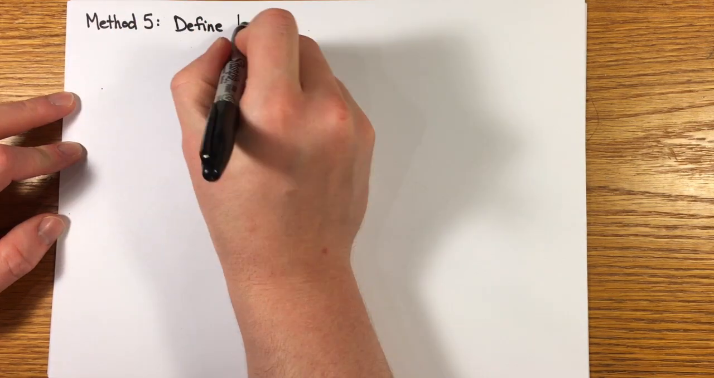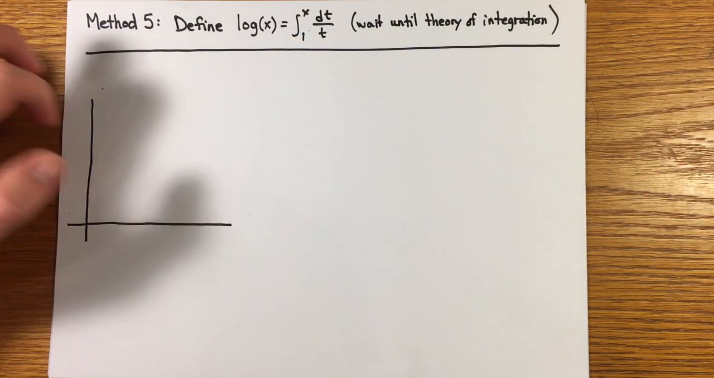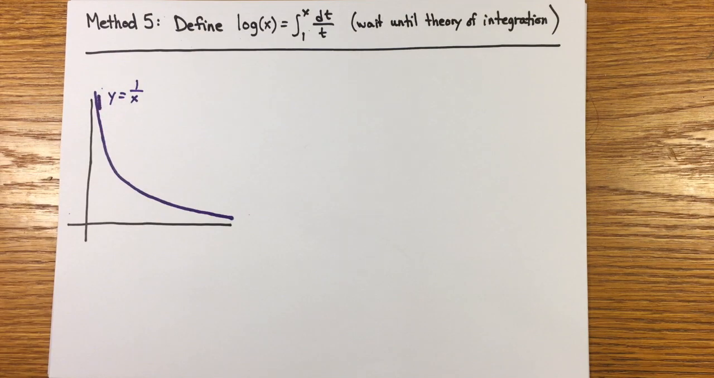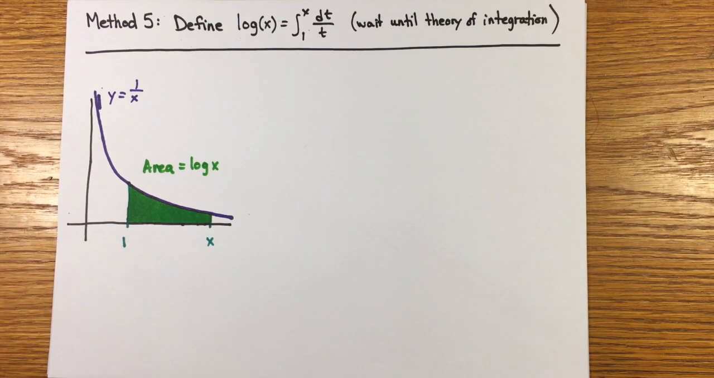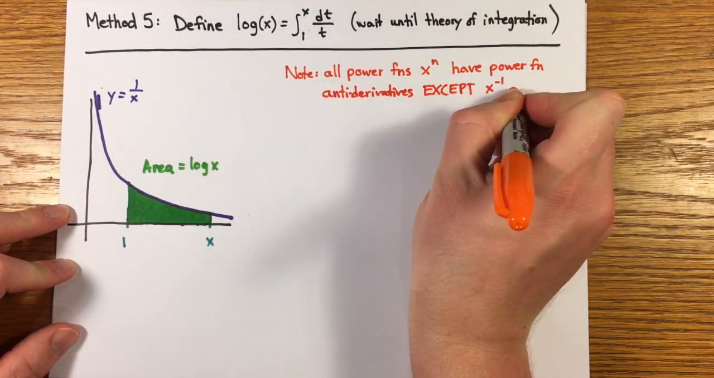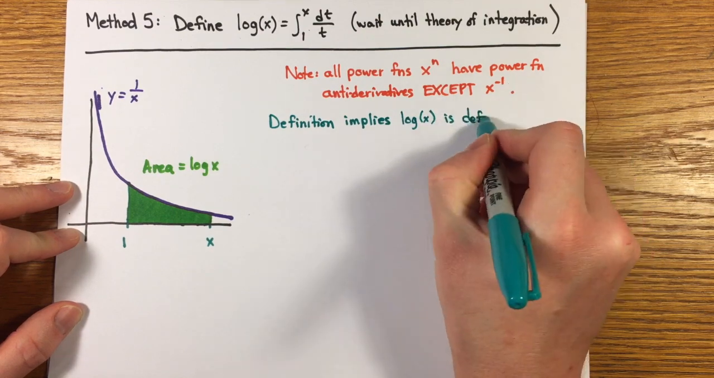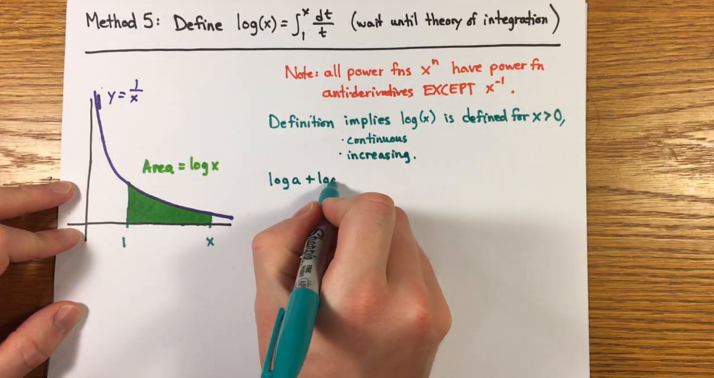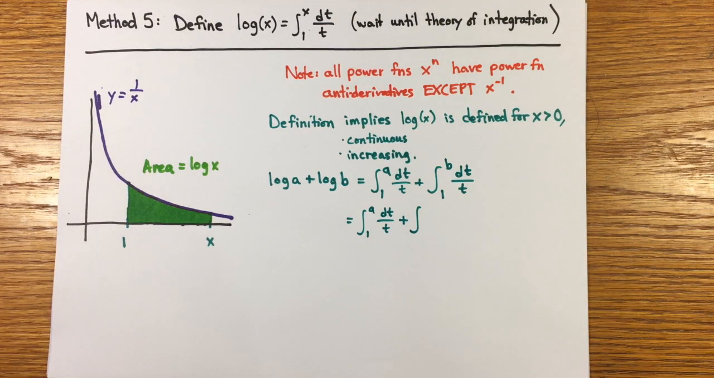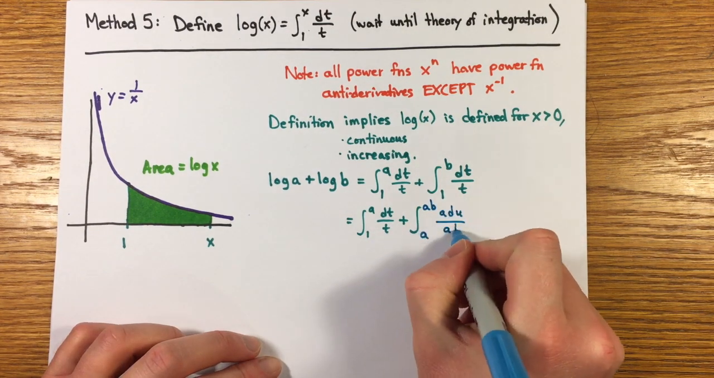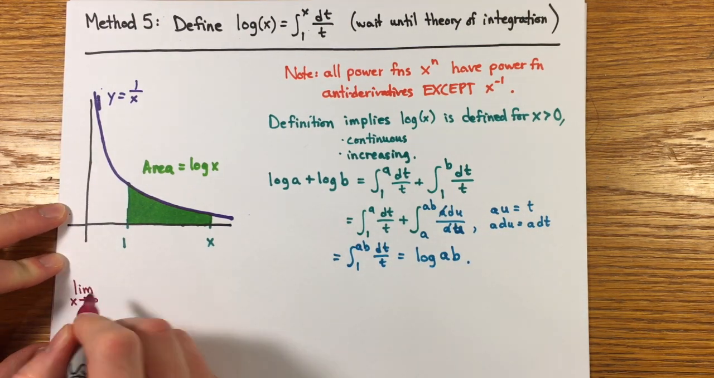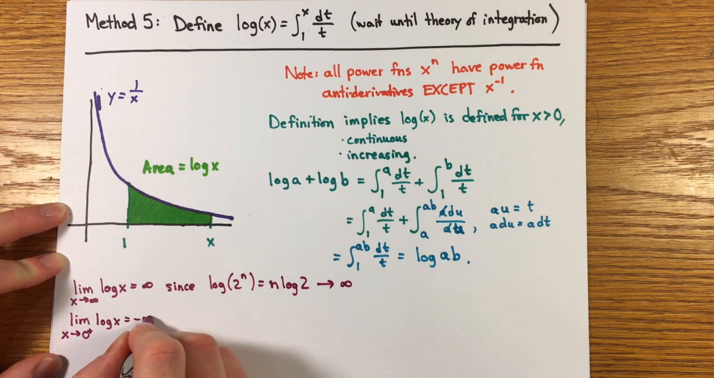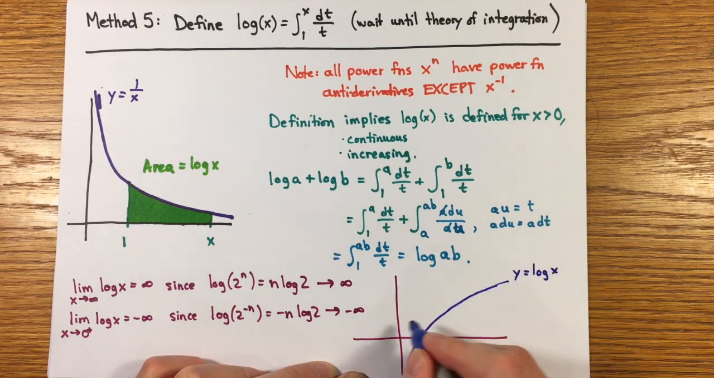Of course, if you wait until you have the theory of integration, you can start completely differently. All of the power functions have power function antiderivatives except x to the minus 1, so you define a new function, the log of x, as the standard area under a hyperbola, or the integral from 1 to x of dt over t. This integral defines a continuous increasing function for x greater than 0. The multiplicative additive property is a simple consequence of change of variables under the integral. From that you get that the log is not bounded above or below because you can check the values at the powers of 2, for example.